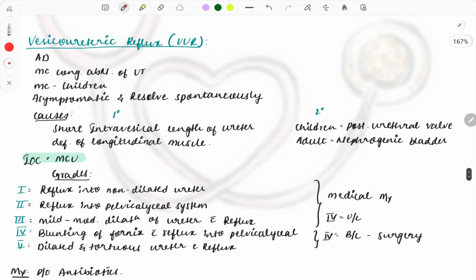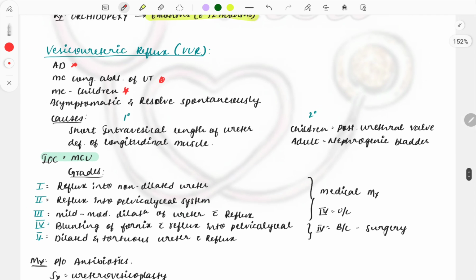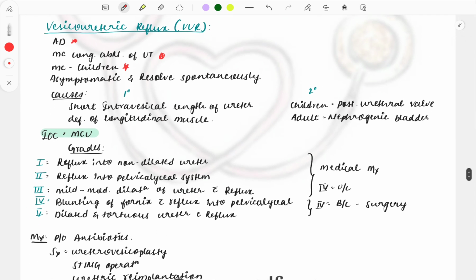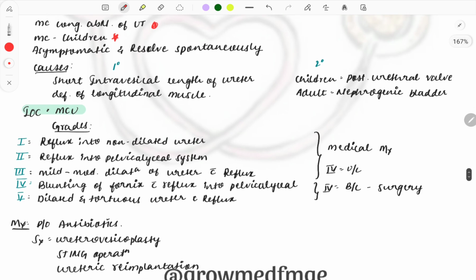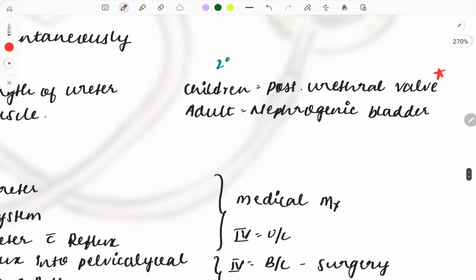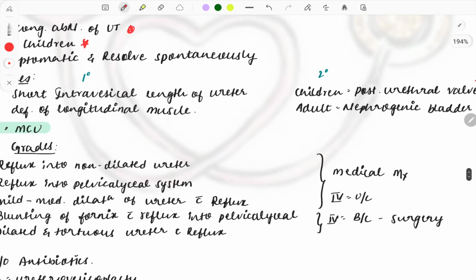Then vesicoureteric reflux. So this is also the most common congenital abnormality of the urinary tract, most commonly seen in children, autosomal dominant. Then asymptomatic and it can resolve spontaneously, classified into two causes, primary and secondary. So if it is primary, it will be a short intravesical length of the ureter and deficiency of the longitudinal muscle. In secondary, the children will be having posterior urethral valves. So this is a very important topic, posterior urethral valves.